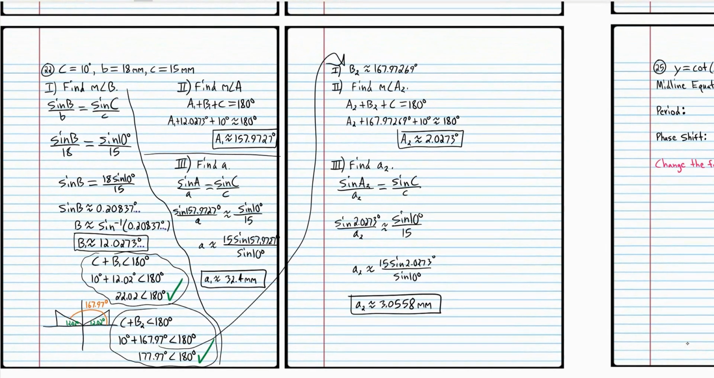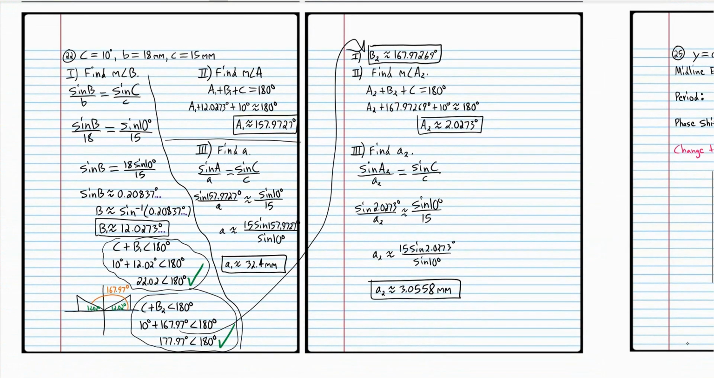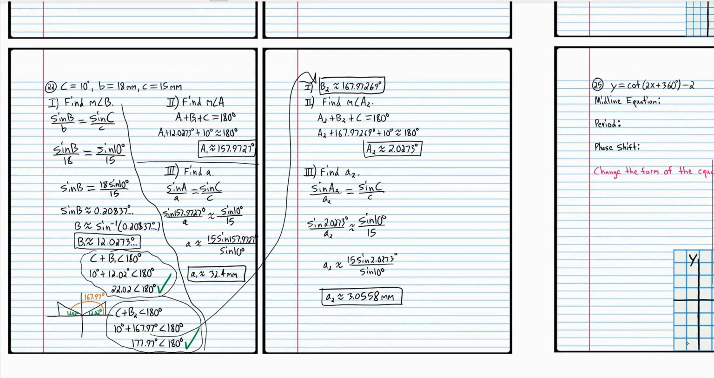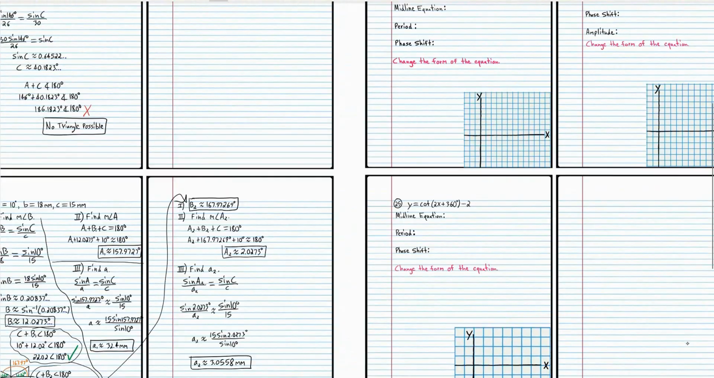So these numbers represent the missing numbers for the second triangle. That's why we call them B2, A2, and a2. And these numbers over here represent the missing numbers for the first triangle that's possible. A1, a1, and B1. So you don't have to have different colors.